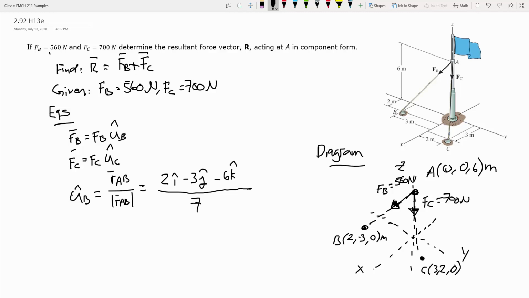Now, in this example, it's nice and convenient because we have nice round numbers to be working with. That won't always be the case. But in this case, we have an integer on the bottom of 7. So I can now write more compactly my U hat B.